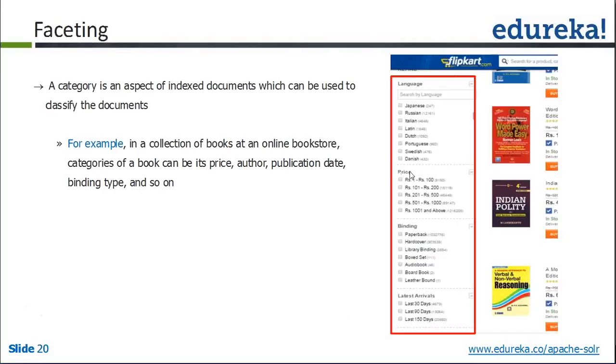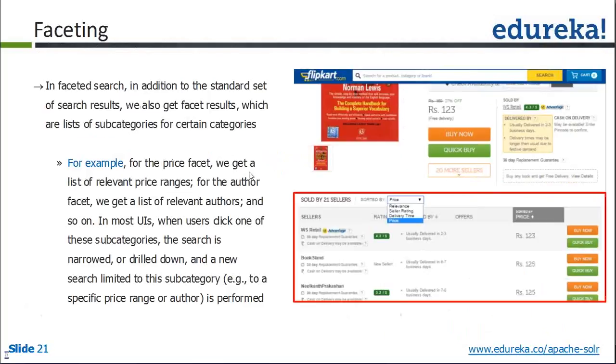We could have the grouping on price ranges. We could have them on the binding. We could have them on the date of publishing. We could have them on the languages as well. This is for the books data.